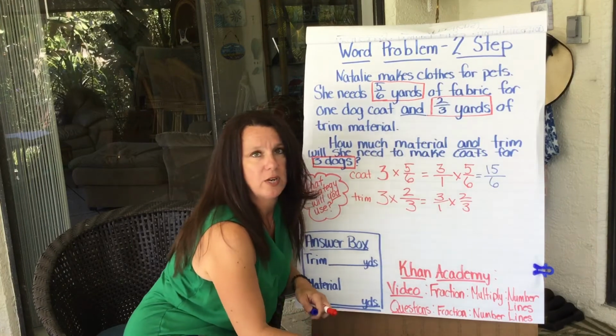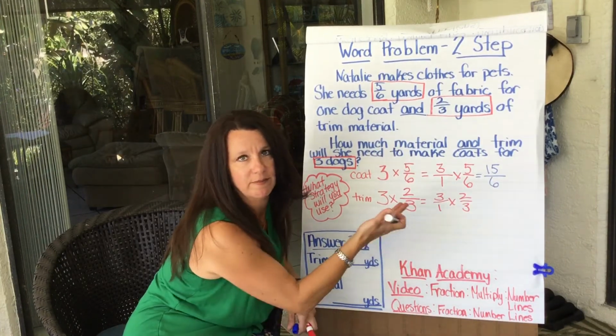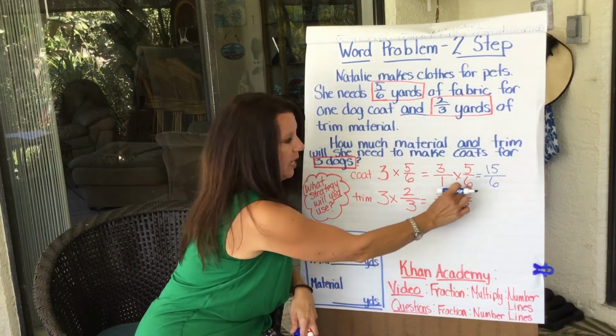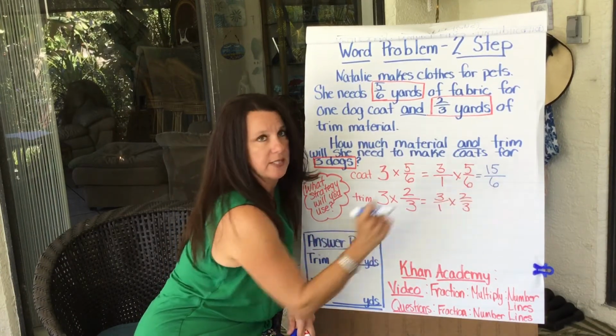Remember when I said you're going to need multiplication the rest of the year? Again, we're in fractions and you have to multiply. Identity property, 1 times 6, 1 times any number gives you the same number.